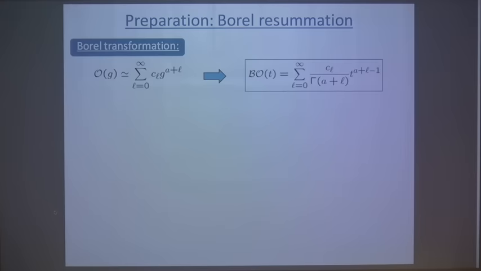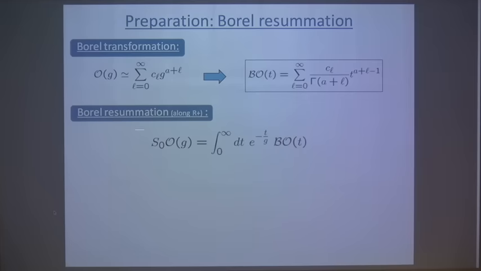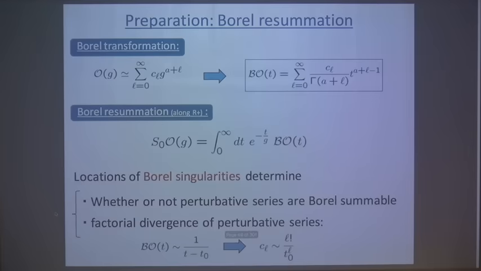Given a perturbative series, the Borel transformation is defined in this way. This is roughly given by division by a factorial at each order. Then, Borel summation is defined as a Laplace transformation of the Borel transformation. And especially here, the singularities of the Borel transformation are very important because their locations determine whether or not perturbative series are Borel summable, and how perturbative coefficients grow at large order.